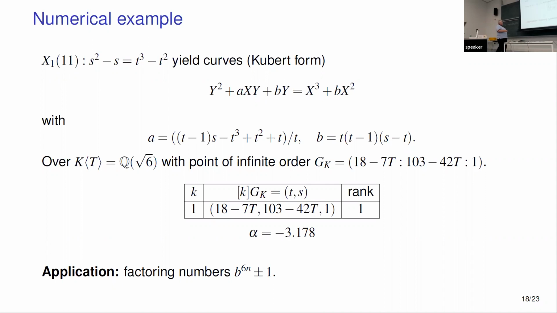And now I can also compute the relevant value of alpha with my preceding formula, and I find something like -3.something. So what can I do with this curve? I can try to factor numbers of the form b^(6n) plus or minus 1 with this curve.